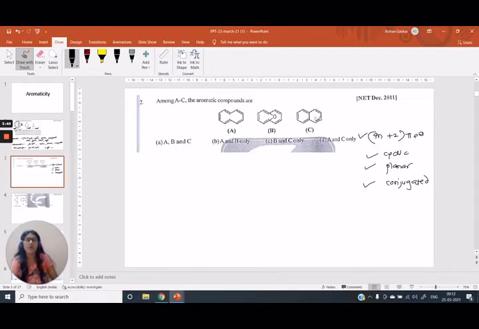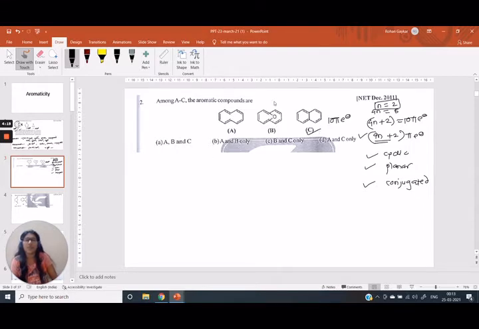In C, here how many pi bonds? 5 pi bonds. That is 10 pi electrons. Therefore, it obeys this formula. Here 4n plus 2 is equal to 10 pi electrons. Therefore 4n is equal to 10 minus 2, which is 8. Therefore n is equal to 2. Therefore it obeys this formula, and the system is cyclic, planar, conjugated. Conjugated means alternate double bond, single bond. Therefore compound C is aromatic.